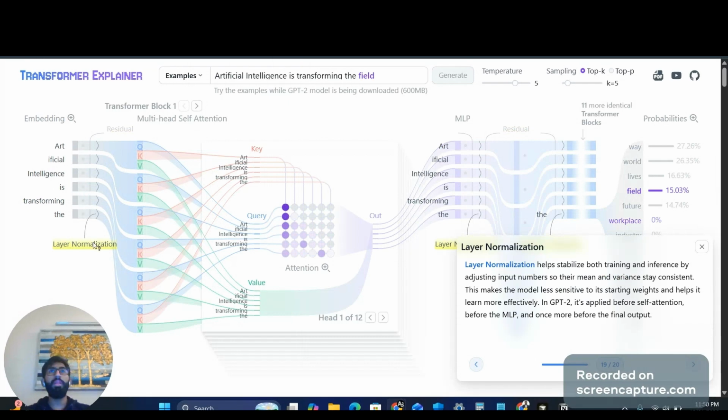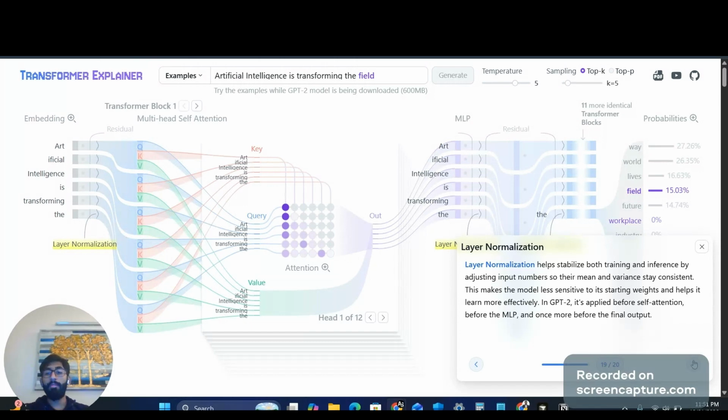Layer normalization is basically, from the name itself, it stabilizes the output, both the training and the inference, by making sure the input numbers are consistent and not very far off scale. So making sure that the weights and biases are also aligned. And it's applied twice, one before the self-attention and one before the MLP block.